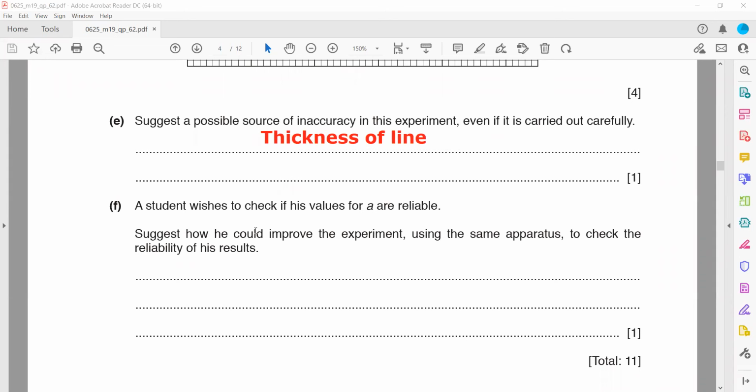A student wishes to check his values for A are reliable. If you want to explain or check the reliability of the data or the result, suggest how he could improve the experiment using the same apparatus. What he should do is repeat the experiment with the same values of angle, because he did not repeat the experiment.